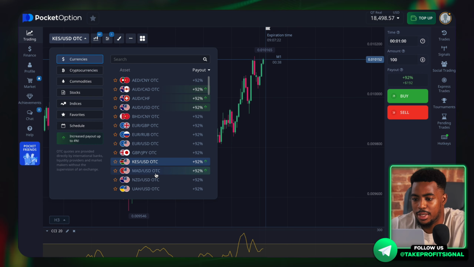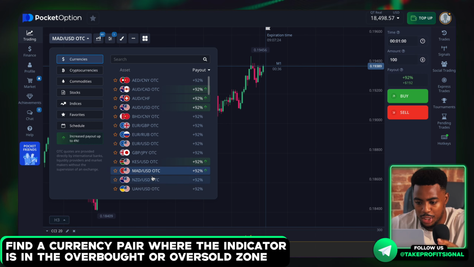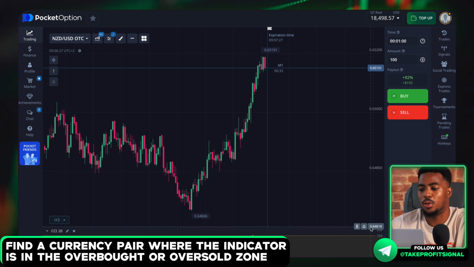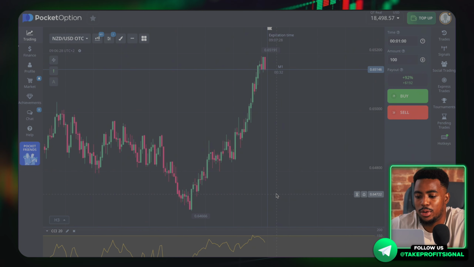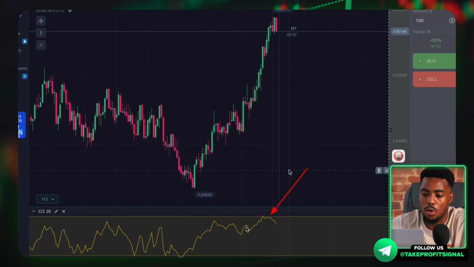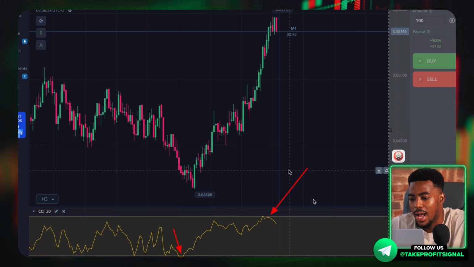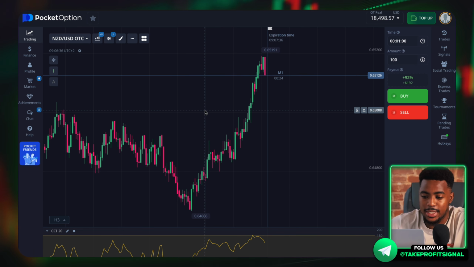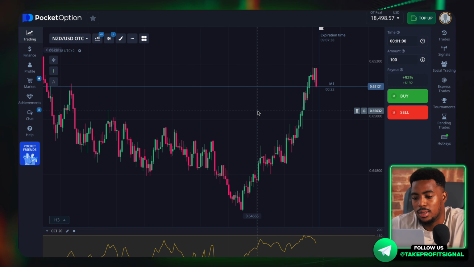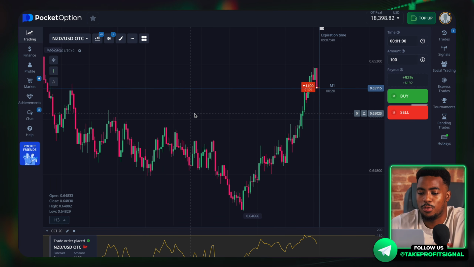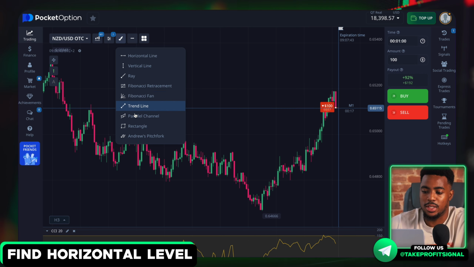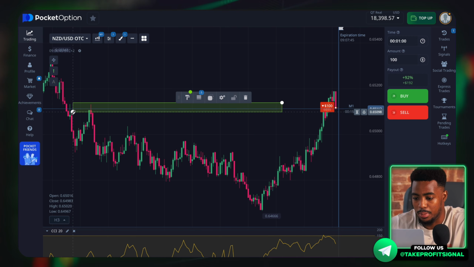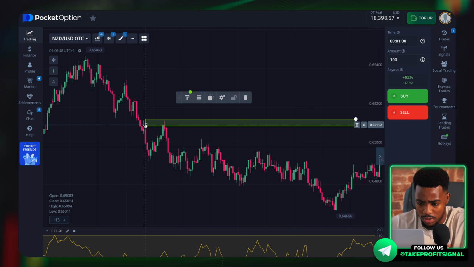Now the next step is to switch between different assets and find the one where the CCI indicator is either in the overbought zone or in the oversold zone, as shown here. Let's say we found such an asset. The next step will be to look for a horizontal level. For example, I want to open a sell trade now because I found a horizontal level.